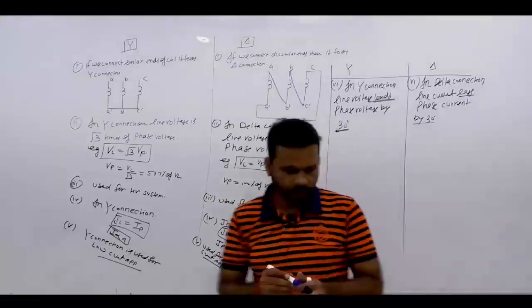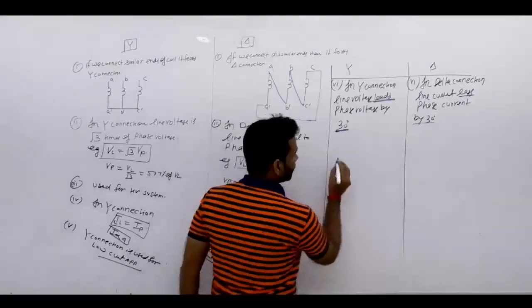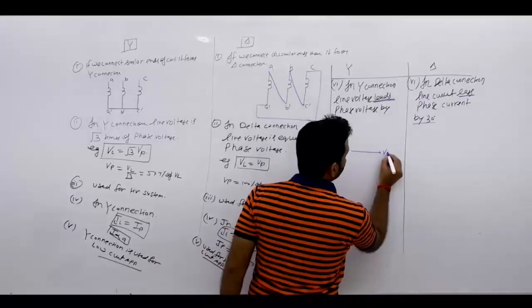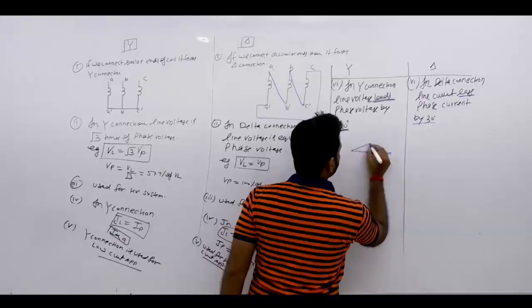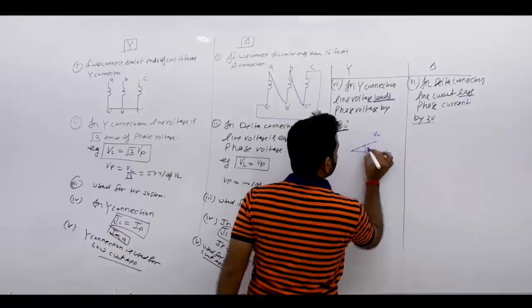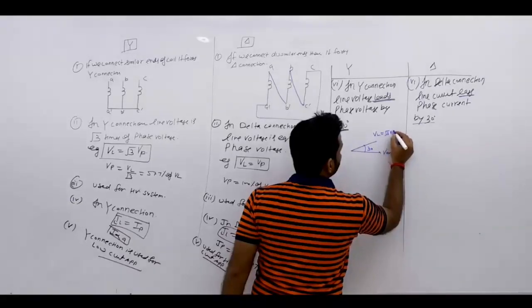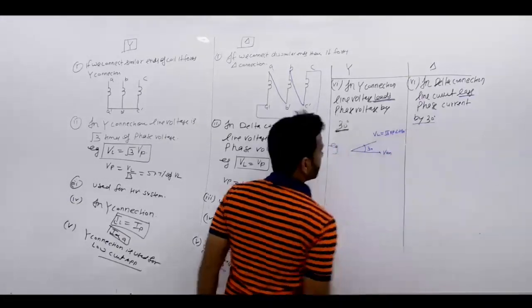Now if you draw the diagram of these two, this is your phase voltage, it is your VAN, then it is your VL, with a 30 degree phase shift. Okay, this is your line voltage, that is √3 VP at angle plus 30 degree. Okay so far.